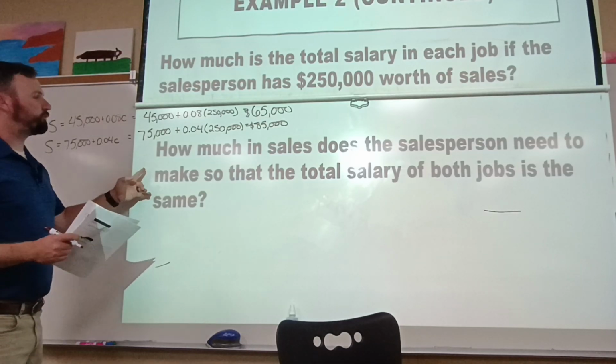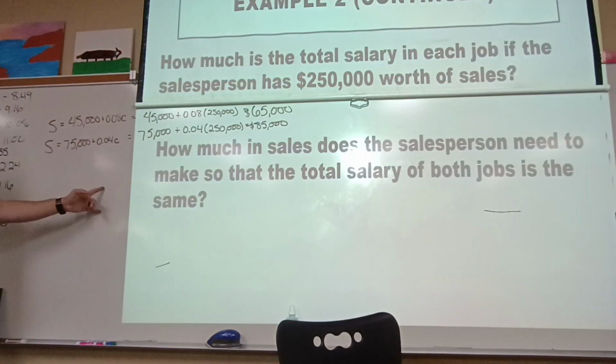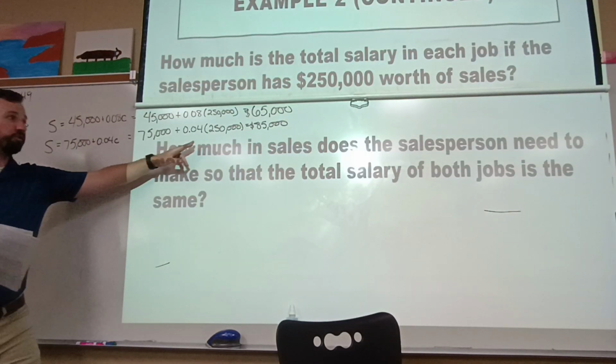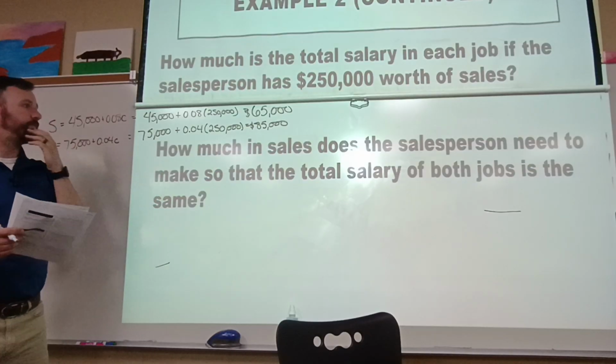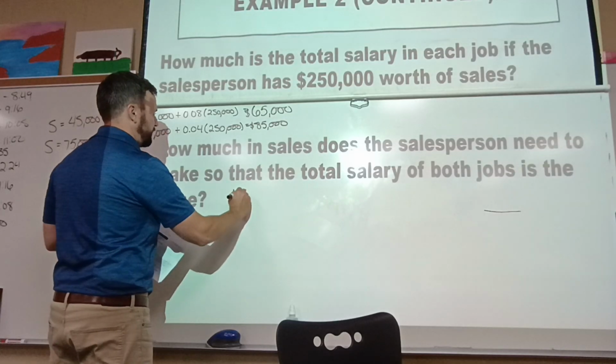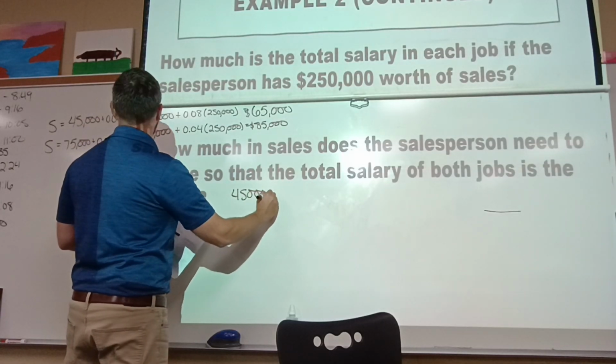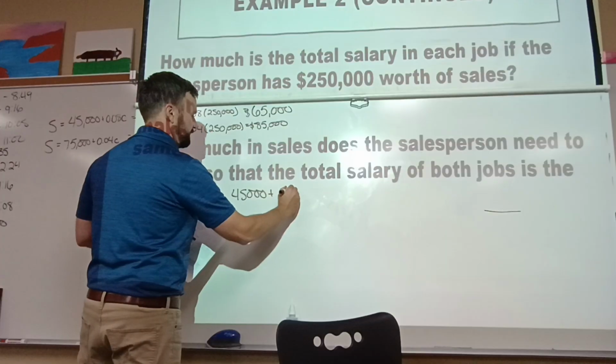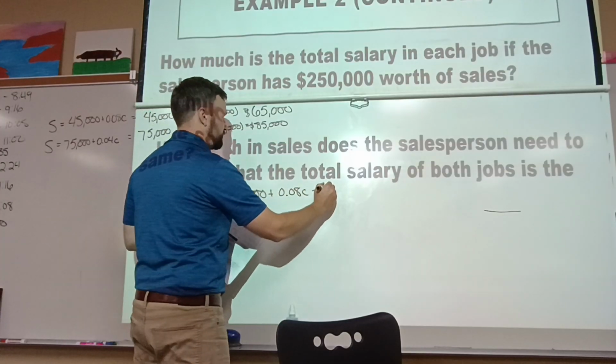All right, $1 million question. How much does the salesman need to make so the total salary of both jobs is the same? Well, I know it's not $250,000, right? Those are different. What do I do with my two equations? Set them equal to each other. Now, I could go through and set them equal and solve it. Could you graph both equations and see where they intersect? Yeah, that works too. Both work. But yeah, just take your two equations, and set them equal to each other.